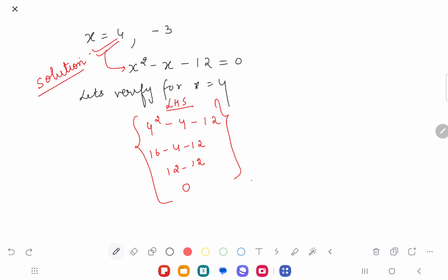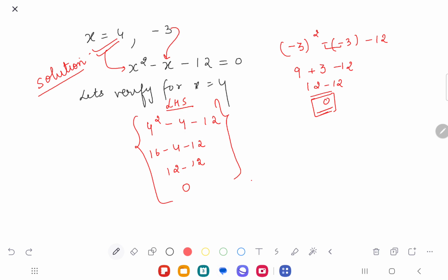And let's verify the value of x is minus 3. So minus 3 square minus of minus 3 minus 12. So minus 3 square shall become what? It shall become 9. Minus minus becomes plus 3 minus 12. So 12 minus 12, my answer shall be 0. Are you understanding my point?